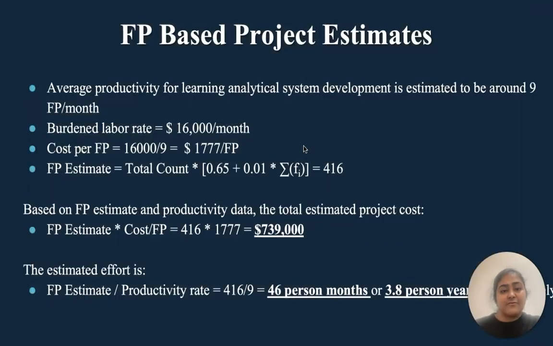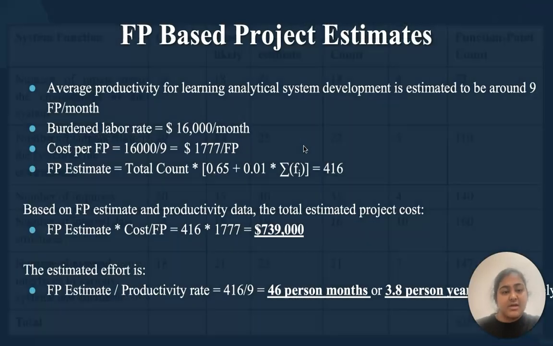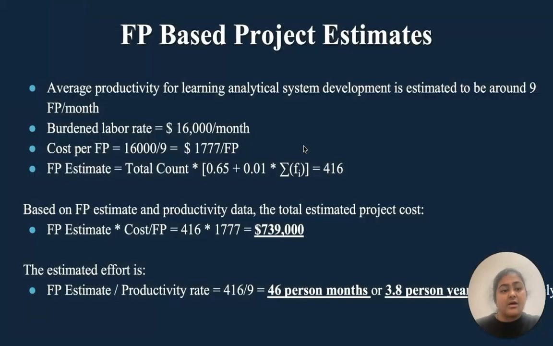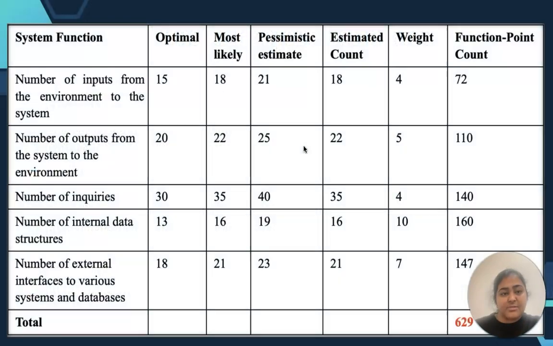And next will be the FP based project estimates with the different system functions. The FP will be 629. As we can see, the total estimated project cost will be 7.39, and the effort will be like 46 person-months, or 3.8 years approximately.